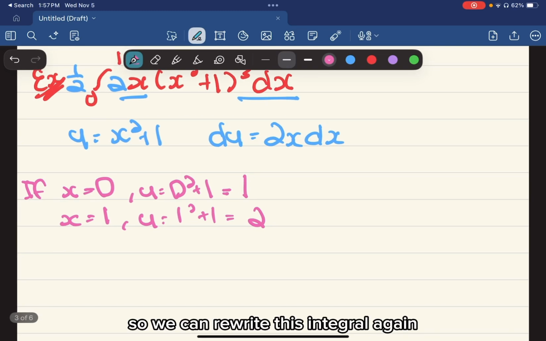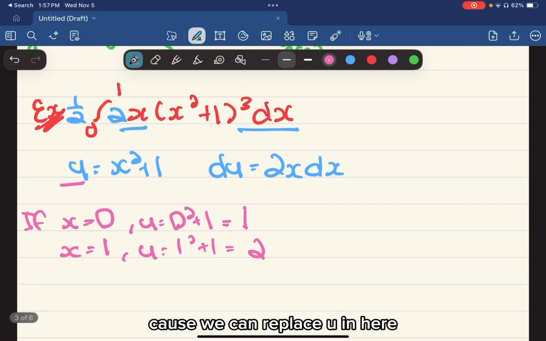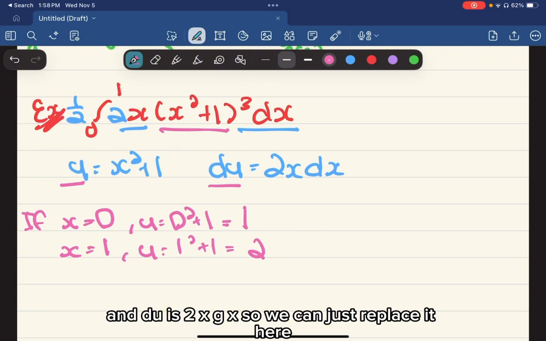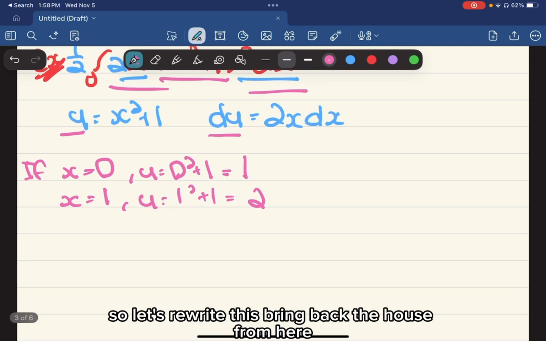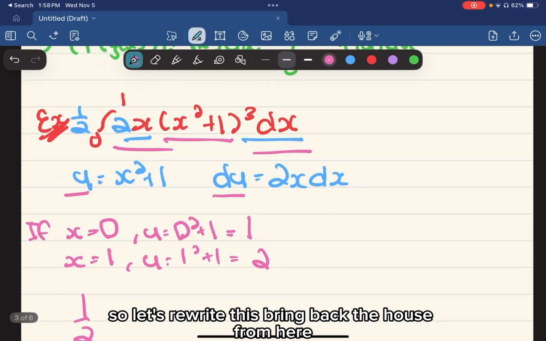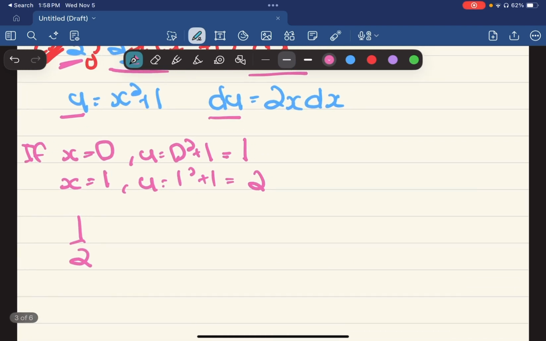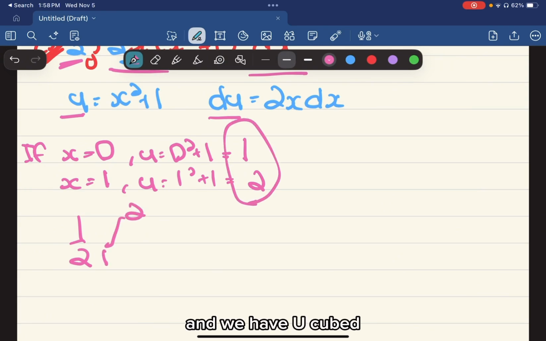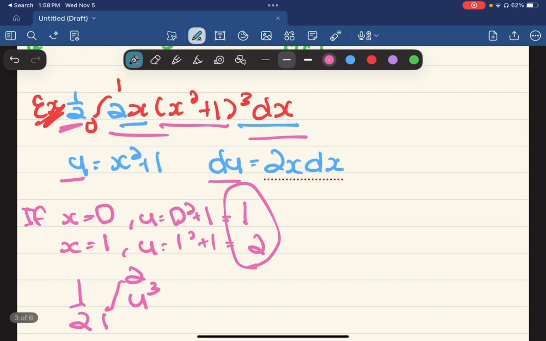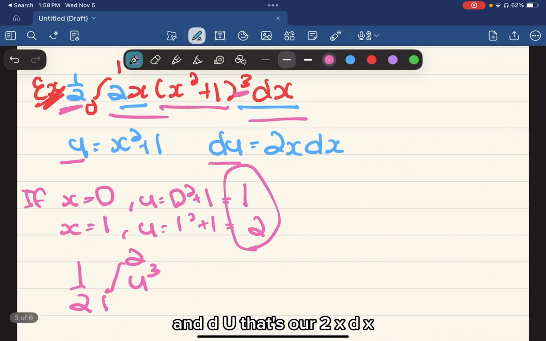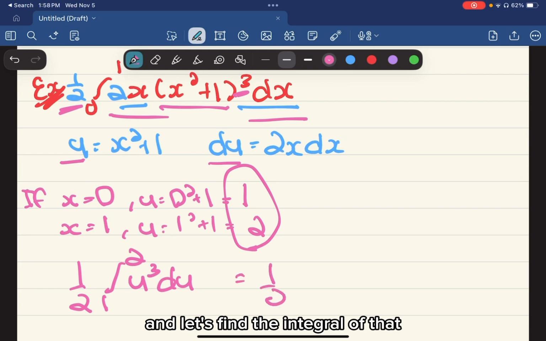So we can rewrite this integral again, because we can replace u here, and du is 2x dx, so we can just replace it here. So let's rewrite this, bring back the half from here. Integral. Now it will be from 1 to 2, because that's what our u is. And we have u cubed, because it's raised to the third power, and du, because that's our 2x dx. And let's find the integral of that.